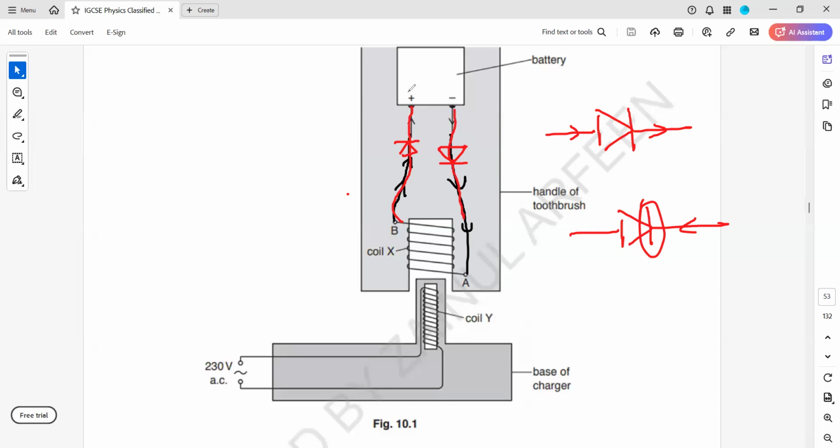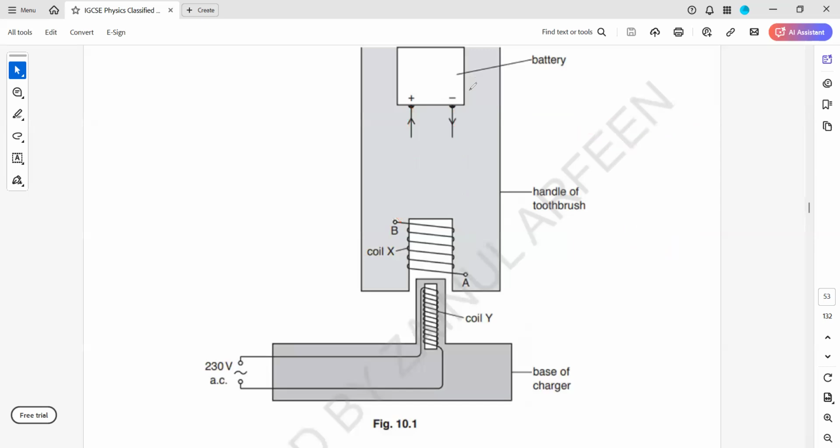Don't be confused with positive and negative, because in a practical circuit, charging and discharging currents are always in opposite directions. We want the charging current. When it discharges, for example when this electric toothbrush is removed, then the current will move from positive to negative, the other way around.